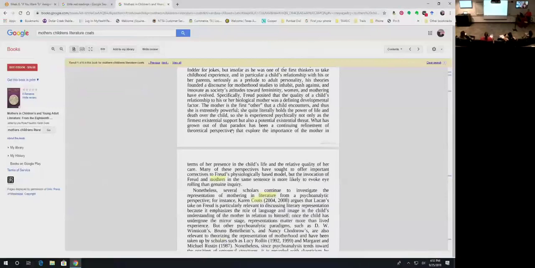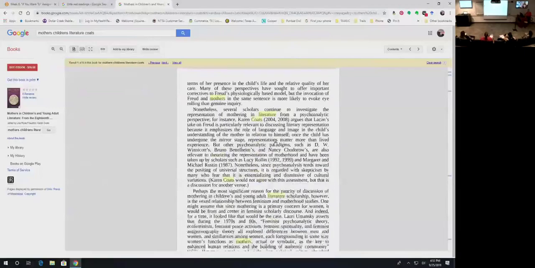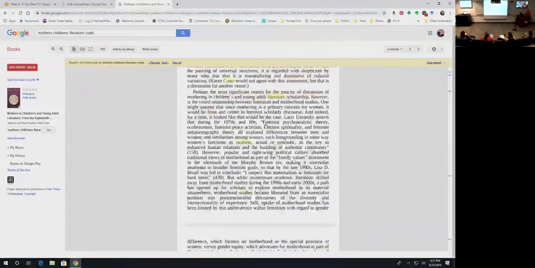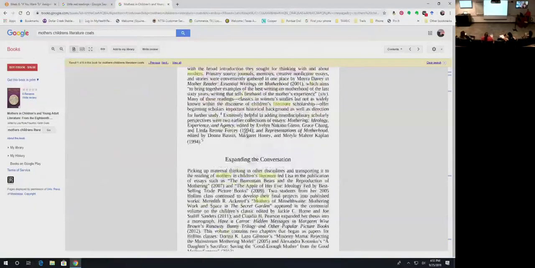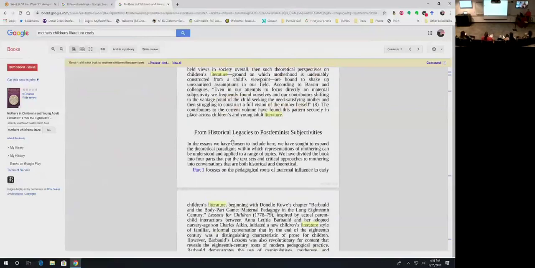Several scholars continue to investigate the representation of mothering in literature from a psychoanalytical perspective, and this is still more of a review of what's out there for the big picture. And then later on, expanding the conversation. And here they explain the layout of the book and what they're doing. And then that's where they start putting these texts in conversation with each other.